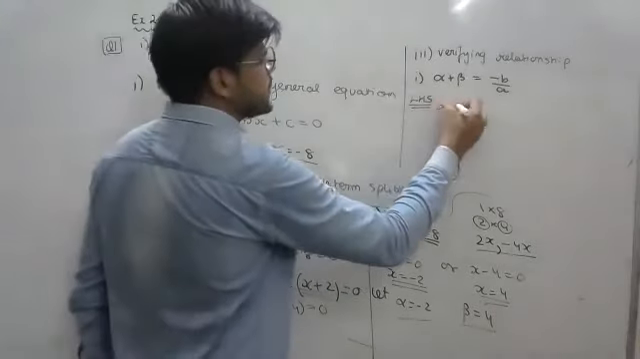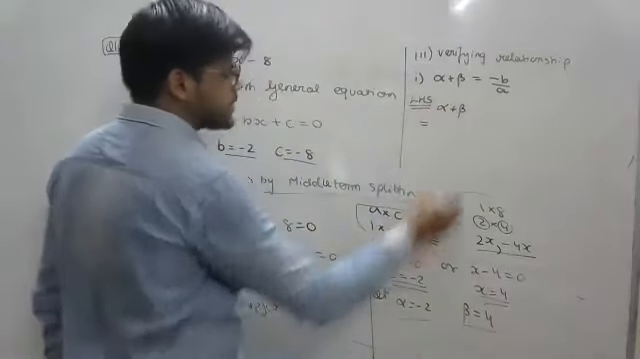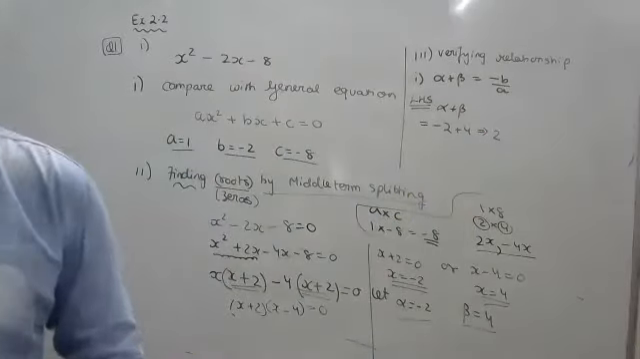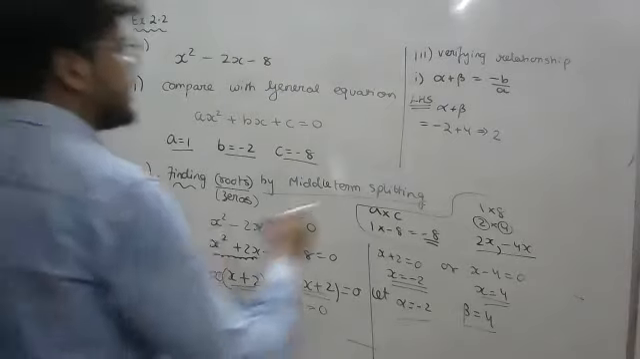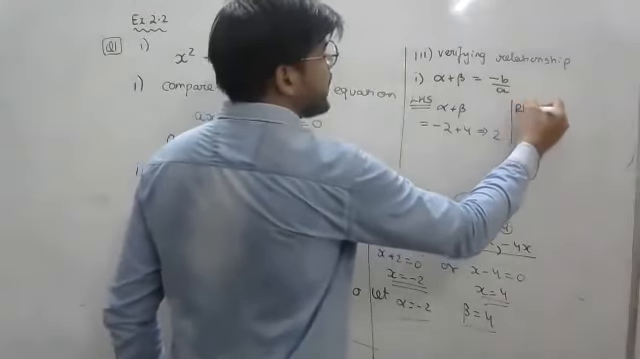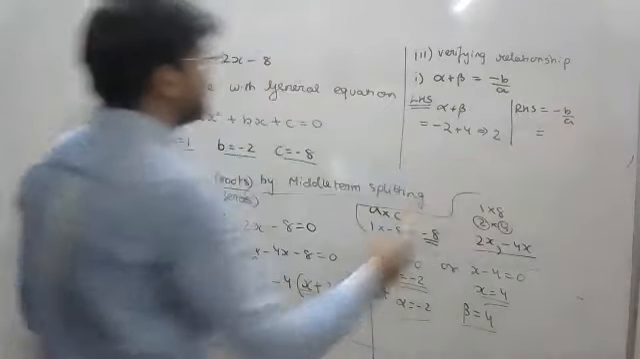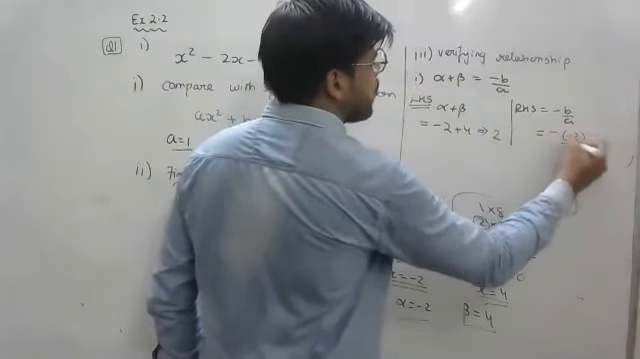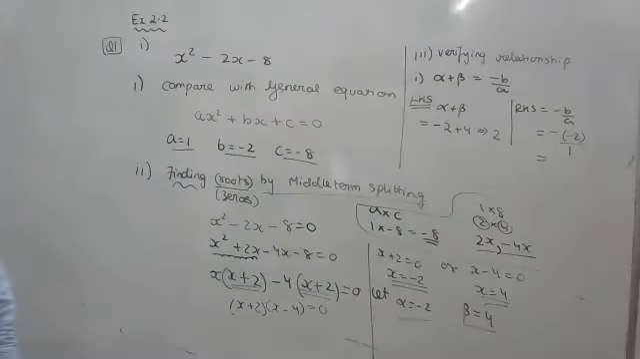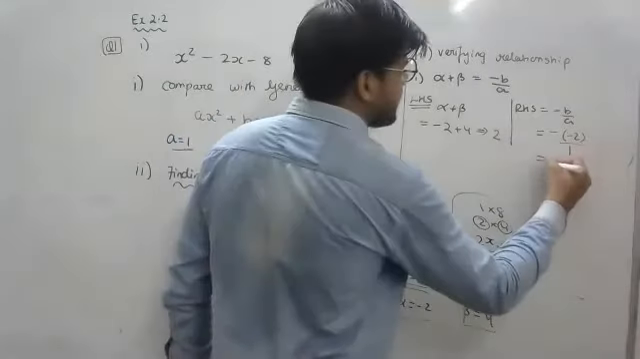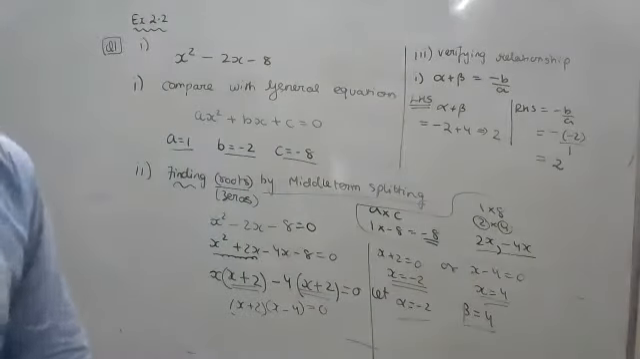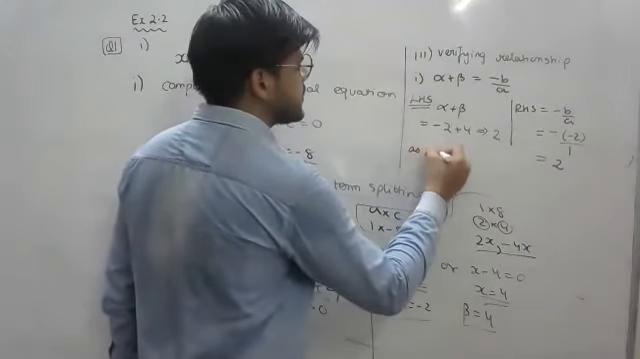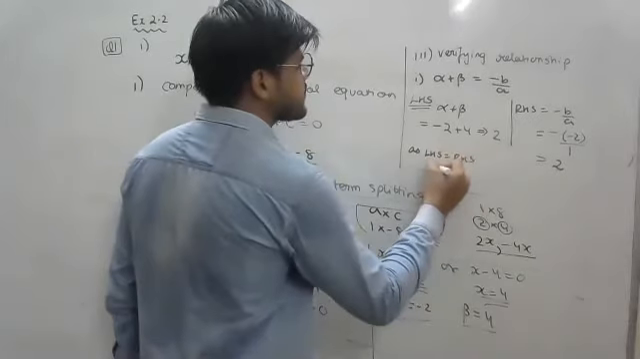LHS is alpha plus beta. The value of alpha is minus 2 and beta is 4. So minus 2 plus 4 will be 2. Alpha plus beta is 2. Now when we find RHS, which is minus b by a, the value of b is minus 2 and a is 1. So minus of minus 2 by 1. Minus into minus 2 would be plus 2, divided by 1. As we are getting LHS equal to RHS, hence verified.